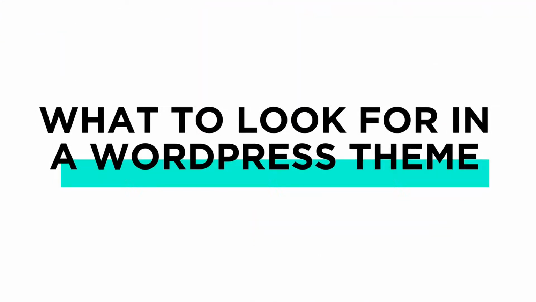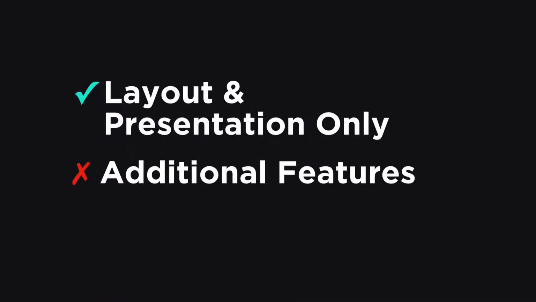Let's start with your theme. BigCommerce for WordPress is built to work with practically any theme, but that doesn't mean every theme is a good match. So here are three quick tips for evaluating a WordPress theme. First, look for themes that focus solely on layout and presentation. You don't want one that promises new functionality or extra features.